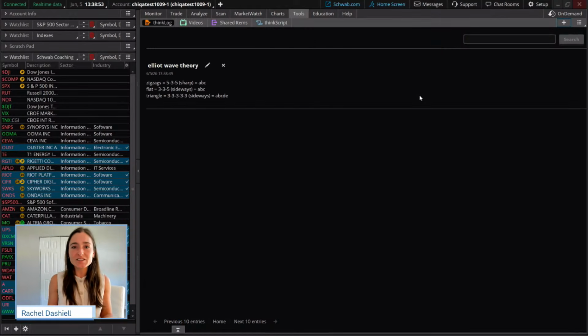So remember, zigzags are sharp corrective waves. They are a 5-3-5. They are labeled ABC. Our flats are more sideways action. We talked about regular flats, expanded flats, and running flats, and those are our 3-3-5. And then we also have triangles. We talked about barrier triangles, contracting triangles, and expanding triangles. And those are sideways corrective moves that will likely continue the ongoing trend depending on what type of corrective wave you are in, whether it's 2 or whether it's 4. And those are labeled A, B, C, D, E.